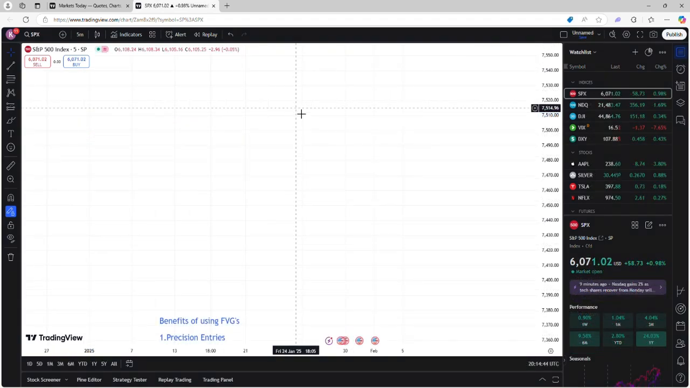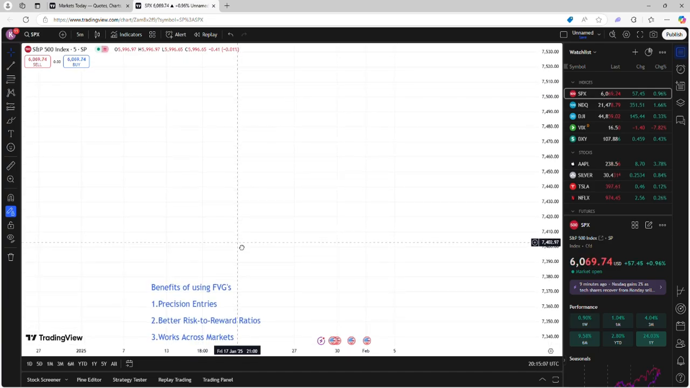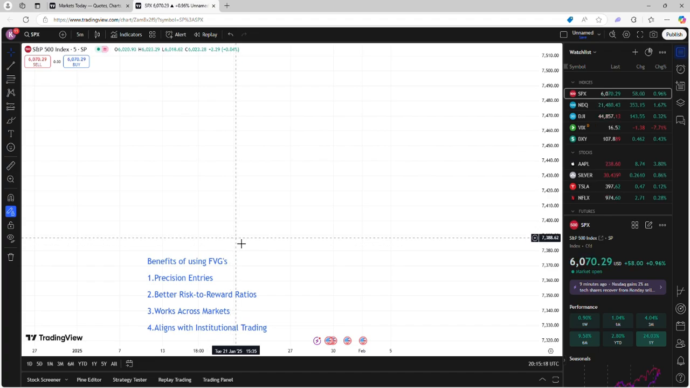By now you might be wondering, why should I bother using fair value gaps? Here are some key benefits of fair value gaps. And number 1, we have precision entries. FVGs give you a clear zone to focus on, reducing guesswork. At number 2, we have better risk to reward ratio. Since FVGs act as magnets for price, your trades often have a high probability of success. And number 3, we have works across markets. You can use FVGs in Forex, stocks, crypto, and even commodities. And last but not least, we have aligns with institutional trading. Many institutional trading strategies revolve around exploiting inefficiencies like FVGs.